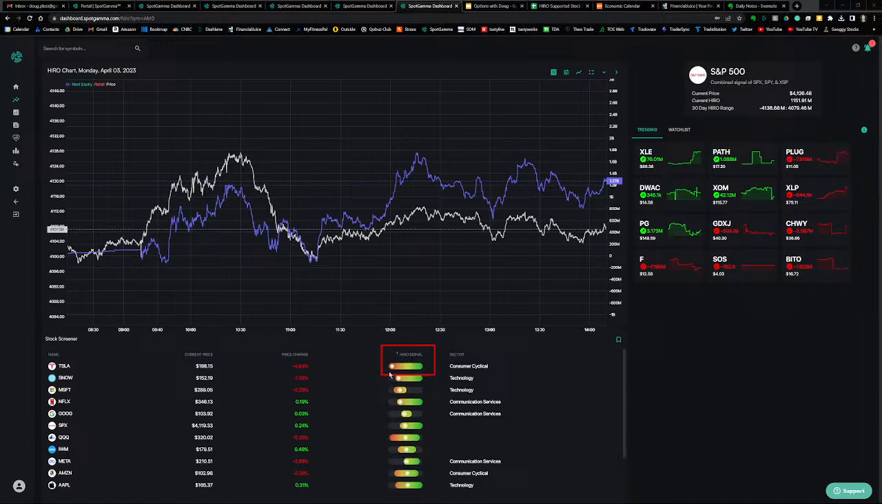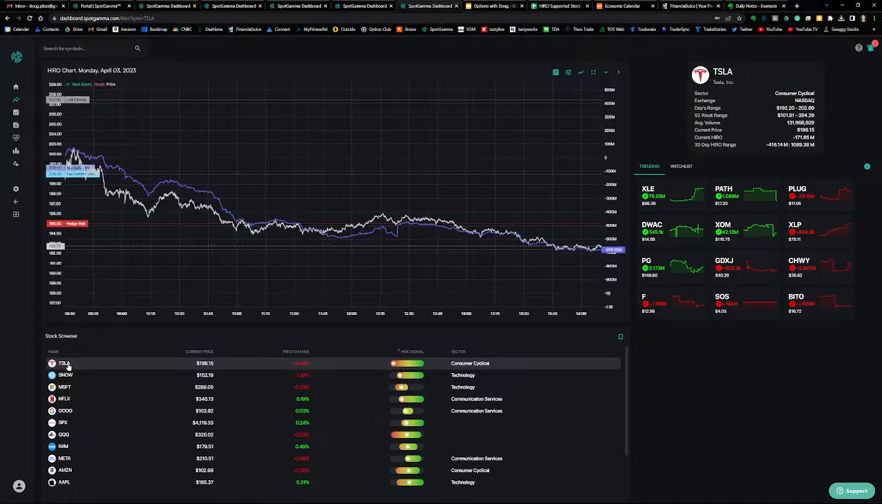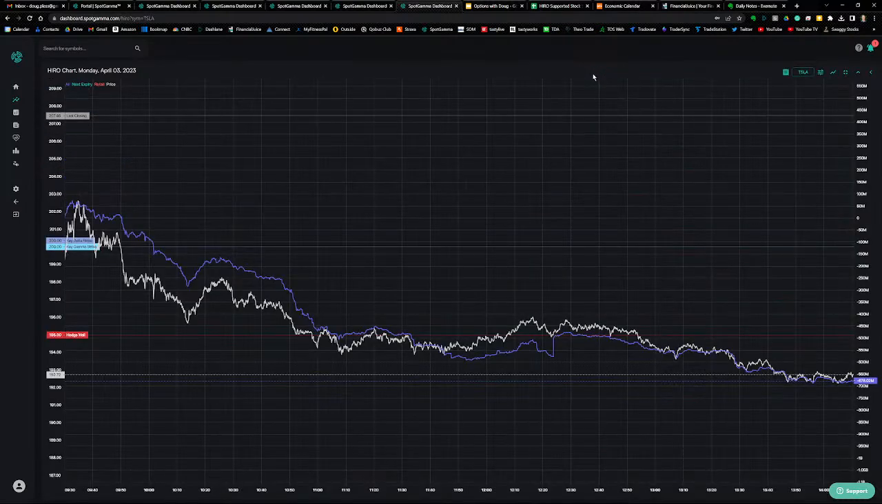And this entire range of this slider here is showing the last 30 days, and then the colored portion is the last 5 days. So this is showing that the Hero signal for Tesla was the weakest that it has been in the last 5 days and the last 30 days. So that was a good place to begin. And here's the Hero signal for Tesla. Let's zoom in on that.